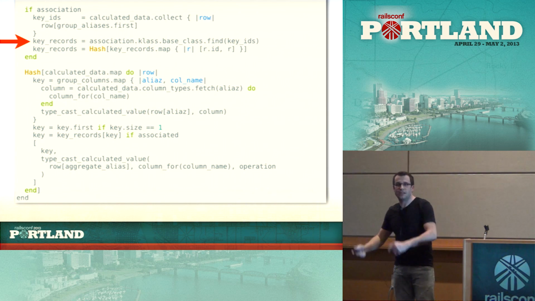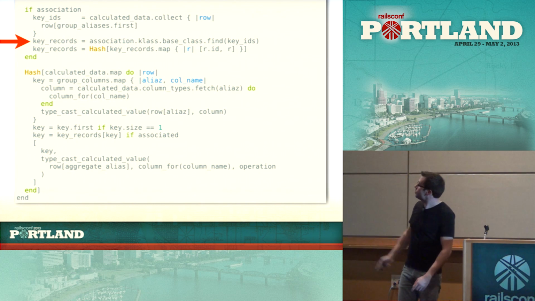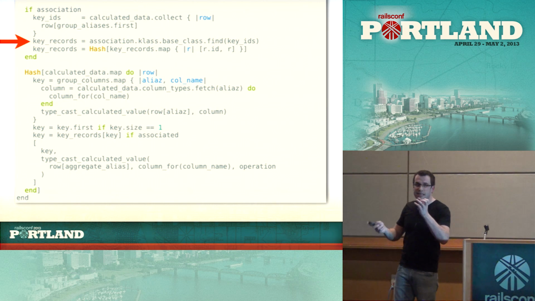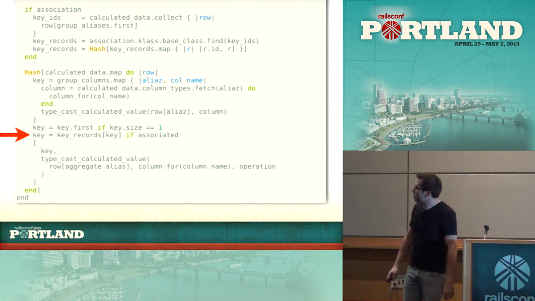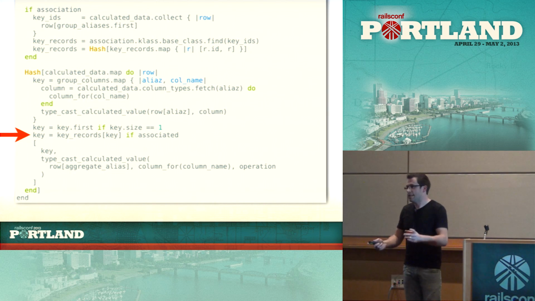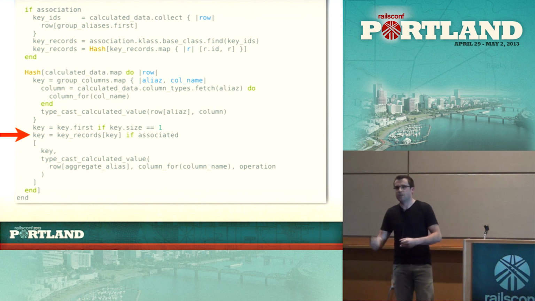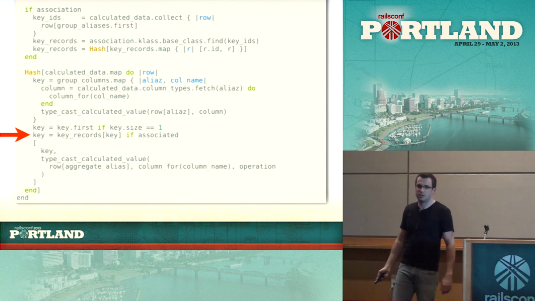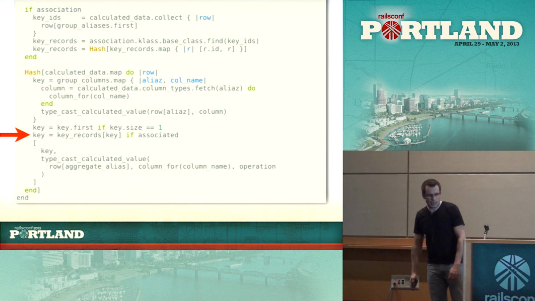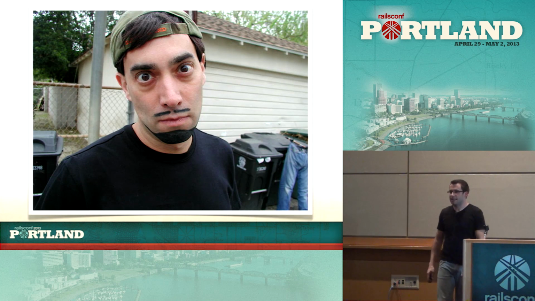And we create a little lookup dictionary of the key records that matches their ID to the actual ActiveRecord base object that they correspond to. And then down here, we'll actually replace the key with that ActiveRecord base object so that you end up with a hash that has an ActiveRecord base object on the left, and on the value side, how many of that ActiveRecord base object you have. The TLDR version of that is this.